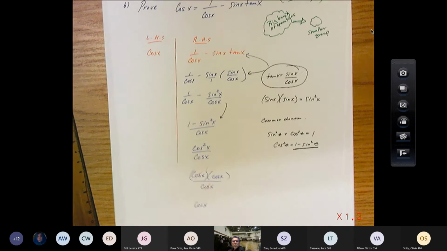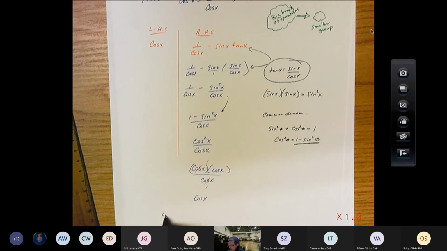Oh, my word. Left-hand side equals right-hand side. I win.